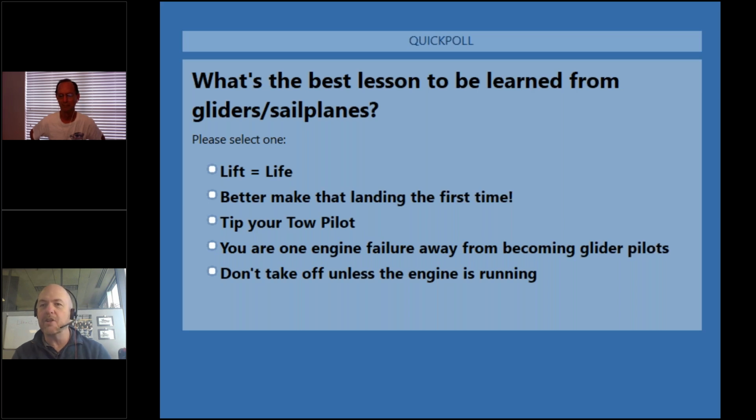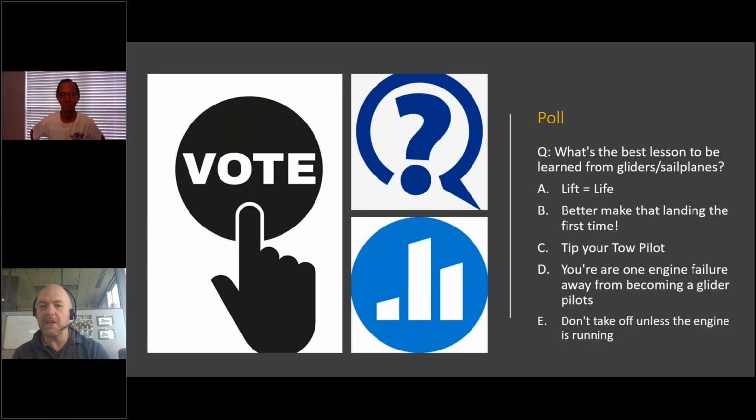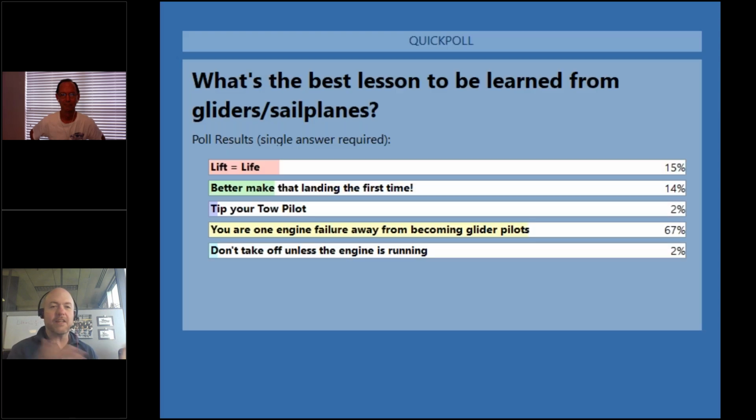All right, let's go ahead and close the poll. We've got about 75%. Let's see what the results are here. And look at that, Scott. You have picked out what people really seem to think, which is that one engine failure away from becoming a glider pilot is by far the most popular, followed by lift equals life and better make that landing the first time. And then we have a tie: tip your tow pilot with 2% versus don't take off unless the engine's running. Okay, let's go ahead and bring it back.